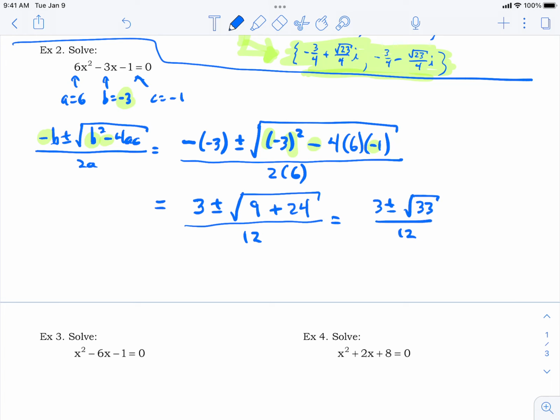And the good news is there's really no way to reduce that. There's no negative inside. I don't have to put an i there. And root 33 doesn't really simplify. So that's kind of it. If you were to write your answer like this, I would actually accept it. Now here's another point I have to make.